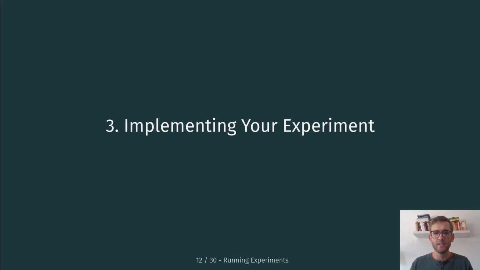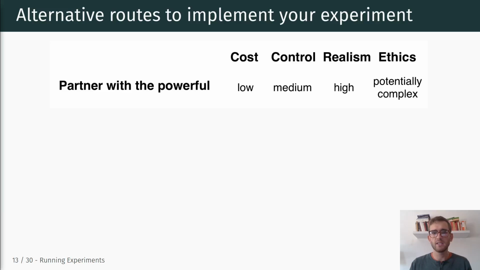Hey everyone. In this short video, I'm going to talk about the trade-offs that you encounter when it comes to implementing your experiment. Specifically, I'm just going to give you a quick overview of different alternative routes to actually making it happen and implementing your experiment, and talk briefly about the potential advantages and disadvantages that come with each of these different routes, right?